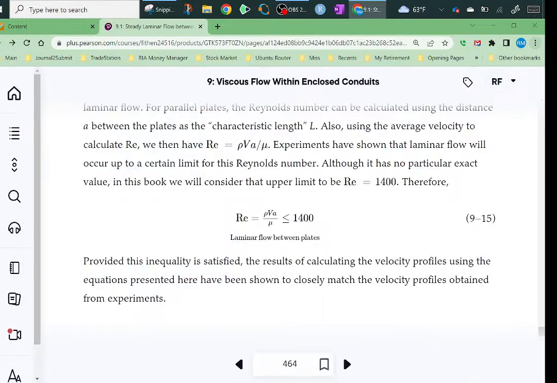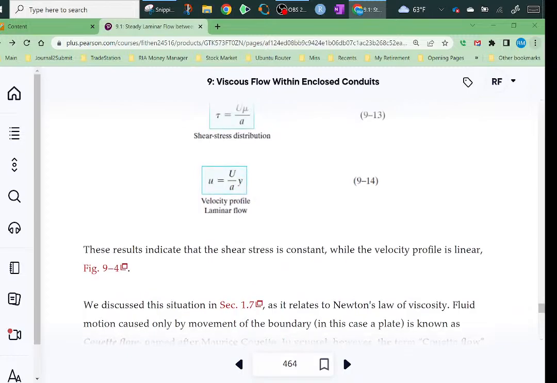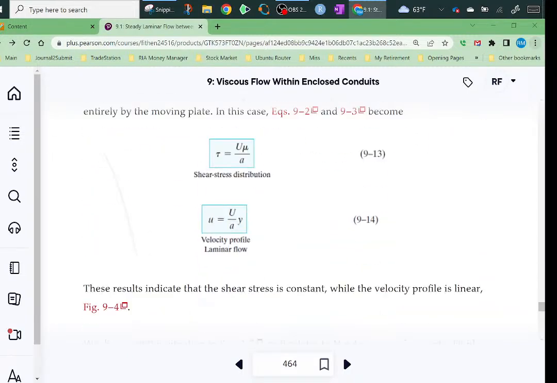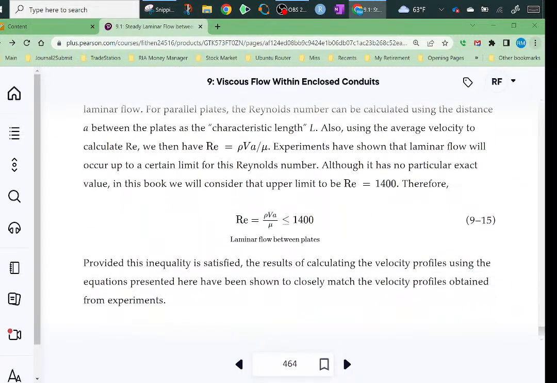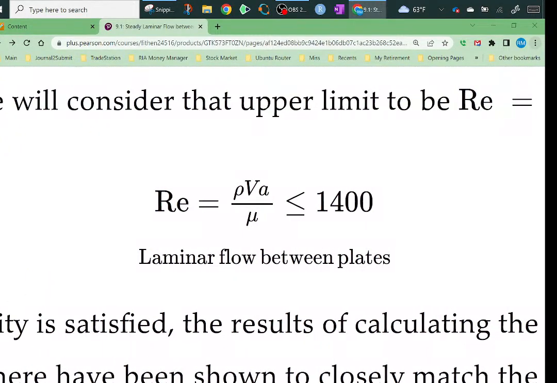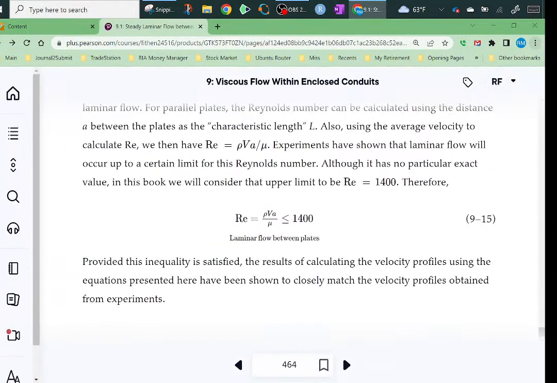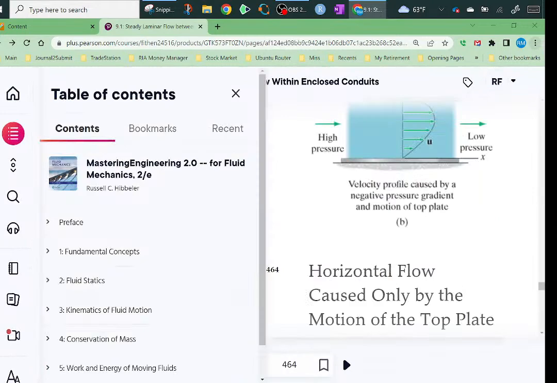Here, let me get rid of this thing again. You will end up with a term, rho velocity diameter, or in this case, some distance unit A, over mu, which becomes the Reynolds number. And that's a basic term that shows up throughout. It's a non-dimensionalization that actually works through all of these.